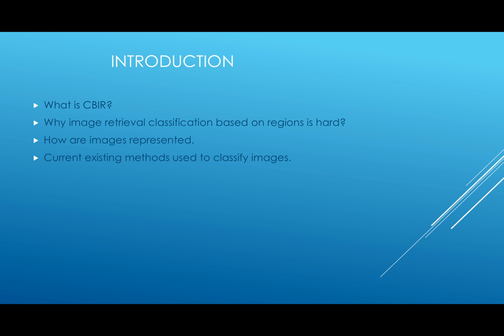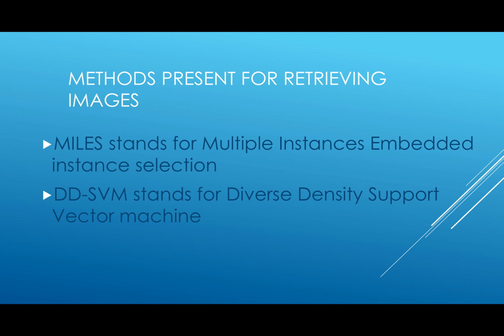Basically, before I start, I wanted to give some introduction about the topics I've used in my implementation. So the questions which are raised are: what is CBIR? Why is image retrieval classification based on regions hard? How are images represented? And what are the current existing methods used to classify images?